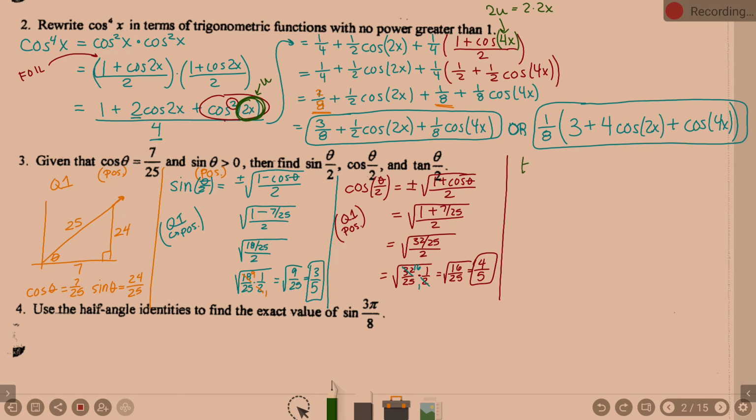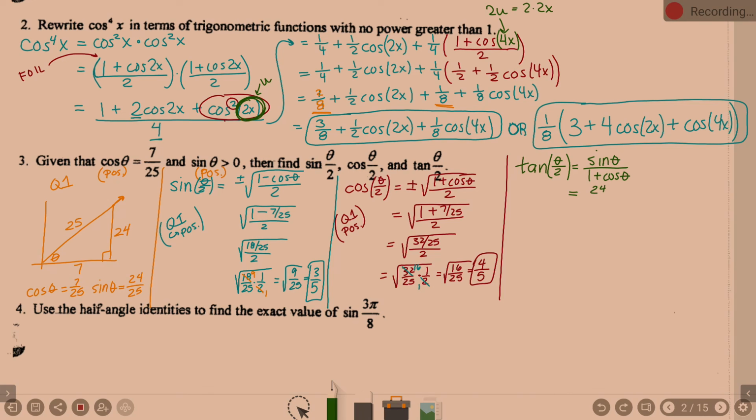So tangent of theta over 2 is what? Sine theta over 1 plus cosine theta. Sounds easy enough, yes? What is sine? 24 over 25, over 1 plus 7.